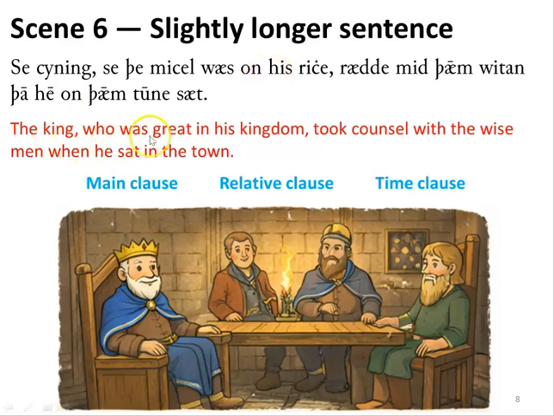Now, the king who was great in his kingdom, he who was great in his kingdom, took counsel with the wise men when he in the town sat, right? When he sat in the town. So the main clause, relative clause, time clause is what you have, and I've got a bit more space on the next page to go through that, so I'll go through that now on the next page.